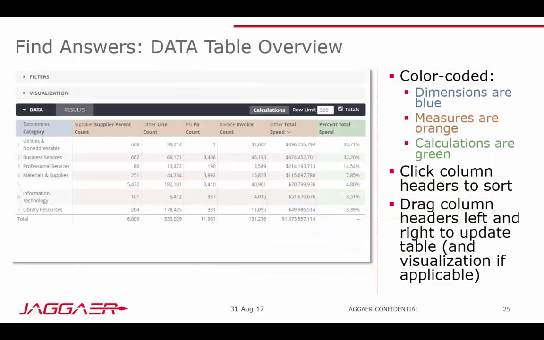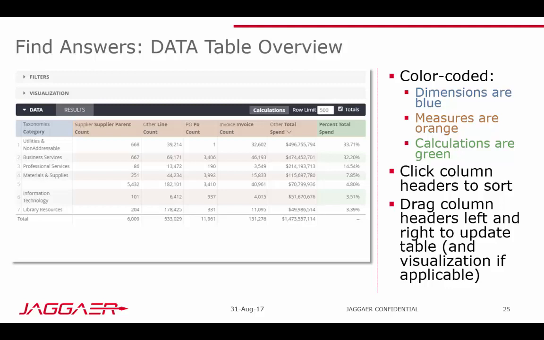Now, the data pane in the Explore area is where you will actually be setting your data query, what you want to look for. It's color-coded. Dimensions from your data are in blue. Measures, or the calculations that are run off of your data, are in orange, and these measures are pre-created for you by our professional services and development teams here at Jagger. But then you can also add additional calculations on top of the measures. So those create calculations of measures that you've pulled into the data table.